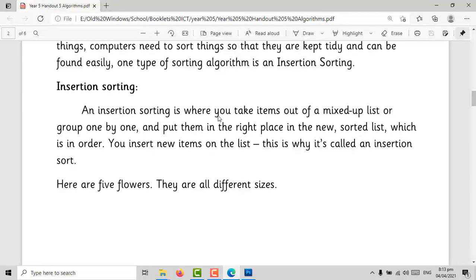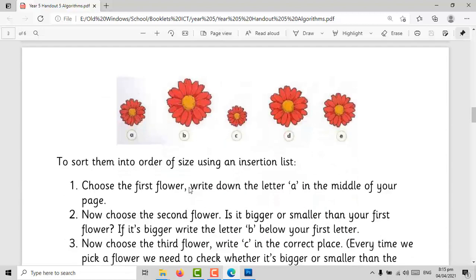Insertion sorting is where you take items out of a mixed up list or group one by one and put them in the right place in the new sorted list. Okay, so let's jump to the steps.